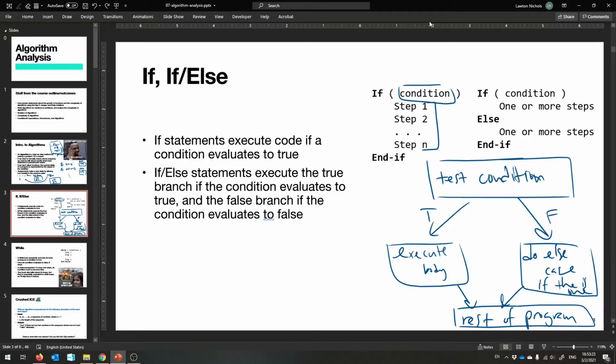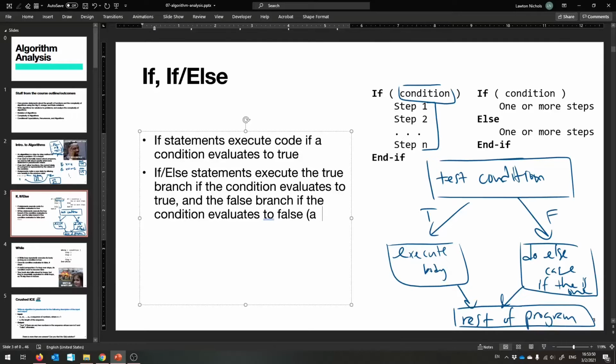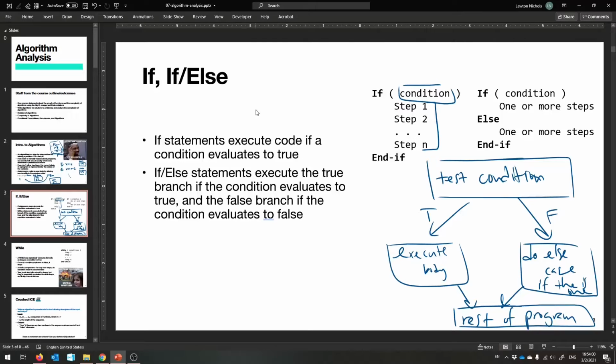I promise. Okay, so yeah, that's if and if else. You can have an alternative if the first thing's not true. Okay, so they execute the true branch if the condition evaluates to true. So that's the very first thing it does, is evaluate the condition, and the false branch gets executed if there is one, and the condition evaluates to false. Now, technically I'm already saying that there is an else statement here. Otherwise it skips if it's if. Otherwise it does else if it's if else.